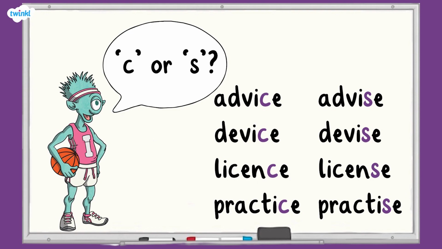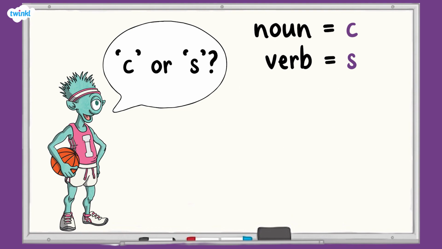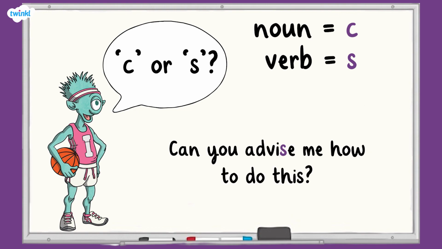In each of these pairs, the noun is spelt using CE at the end, and the verb is spelt using SE at the end. This means that if you want to give someone advice, which is a noun, you'd spell it using the letter C. And if you're asked to advise someone, which is a verb, you would use the letter S.